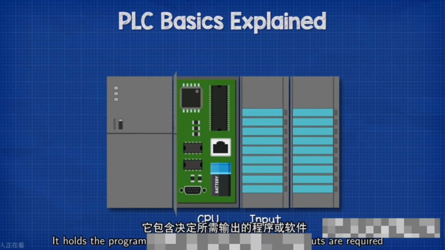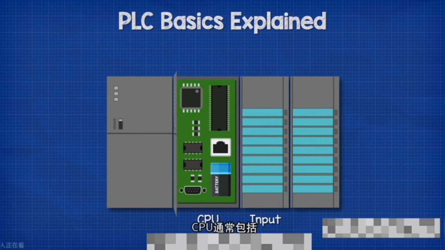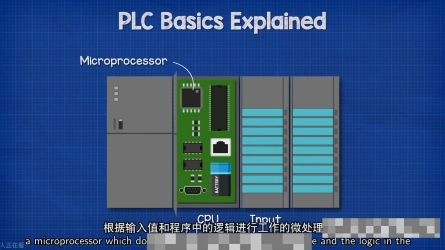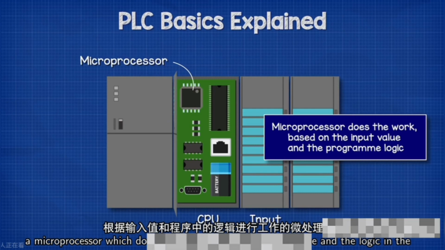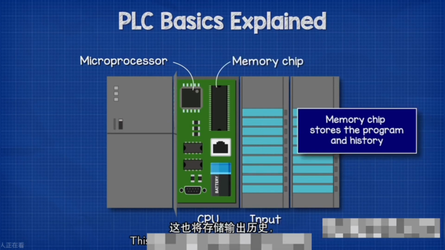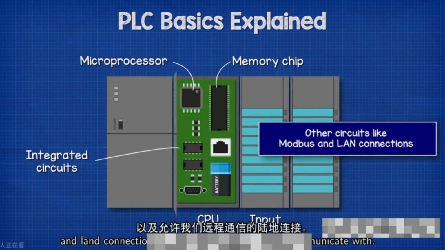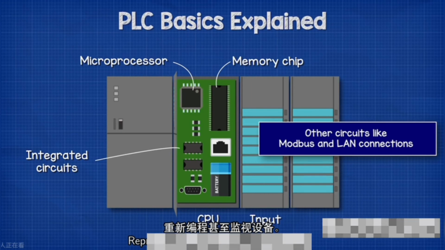It holds the program or software that decides what outputs are required by applying rules to the input signals. The CPU typically consists of a microprocessor, which does the work based on the input value and the logic in the program, and a memory chip to store the program. This will also store the output history, any faults or alarms, such as Modbus and LAN connections, which allow us to remotely communicate with, reprogram, or even monitor the device.